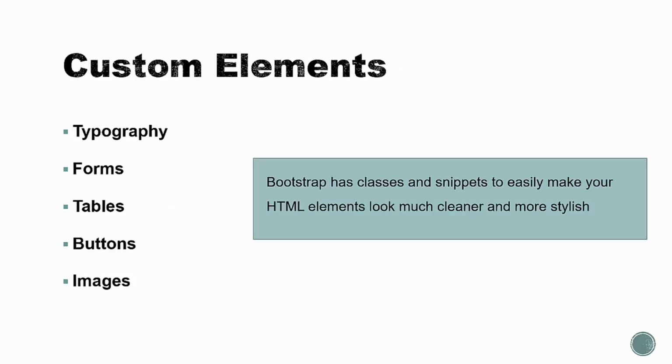Alright, so Bootstrap gives us a ton of custom elements and snippets to work with. If you go to getbootstrap.com, you can see that. We'll look into that in the next video. But you can simply copy and paste these things into your HTML, and they'll give you really nice looking elements. So typography, forms, tables, buttons. There's certain image classes where you can easily add borders or resize the image or whatever you want to do with it.